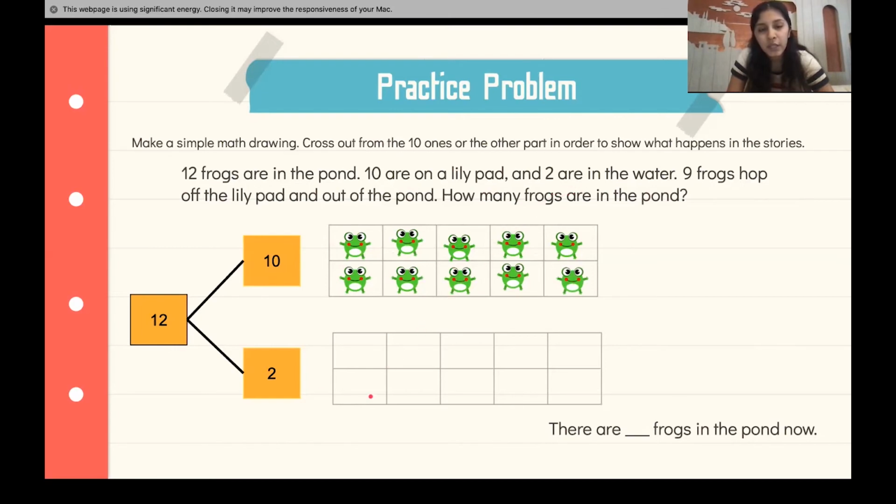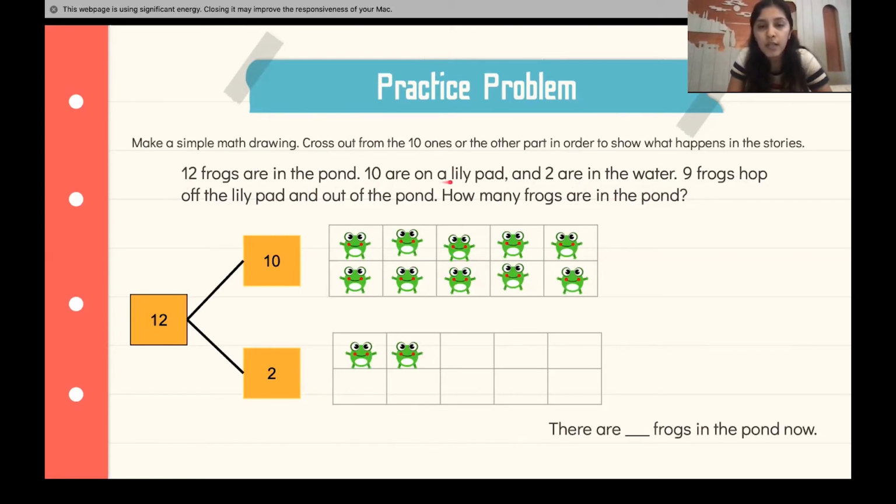And then we go ahead and we're going to show the 2 frogs that are in the pond, in the water. So 1, 2. Nice. Okay, so now it wants us to find how many are still in the pond. So I'm going to go ahead and reread it so that we know what we're doing. Okay, 12 frogs are in the pond.